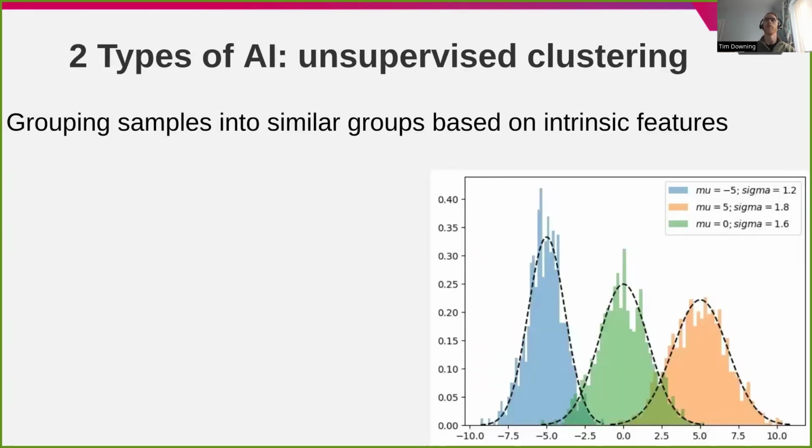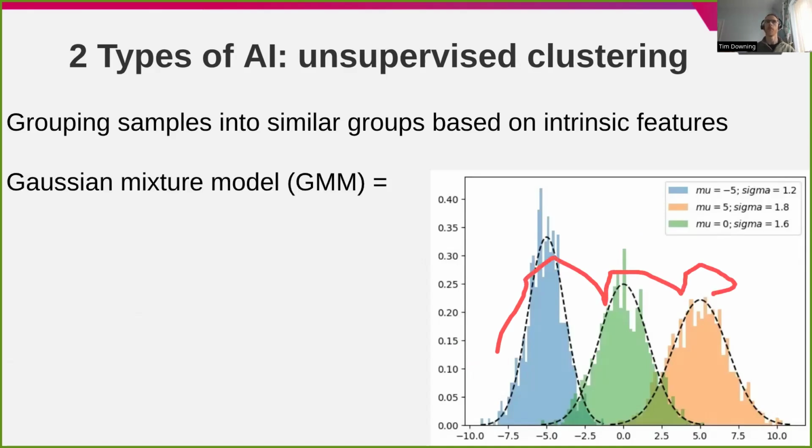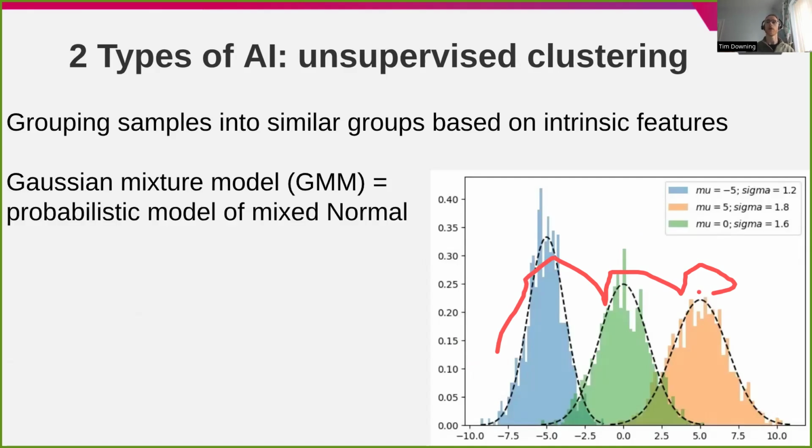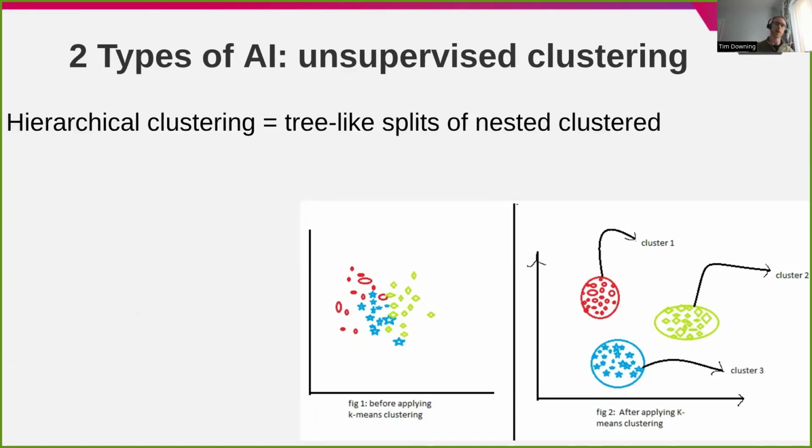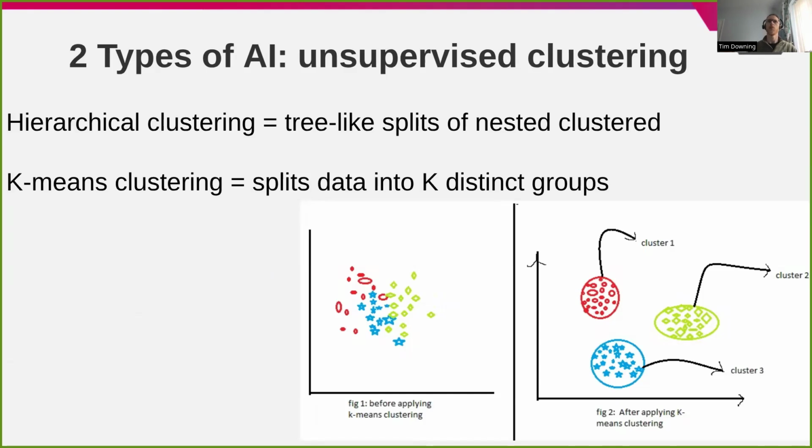If we're thinking about unsupervised clustering, this links to what we talked about before in terms of dimension reduction, and that can be grouping samples into similar groups based on their intrinsic features. So we may have, for example, different species of mice that have different lengths. Gaussian mixture models can do this, where they consider our observations as a set of mixtures, allowing us to model them effectively. And then we can, for example, apply something like hierarchical clustering to make a series of tree-like splits of the nested clustered groups.